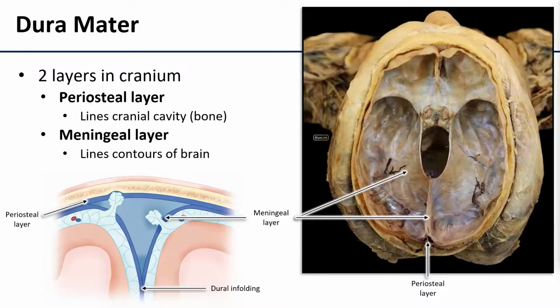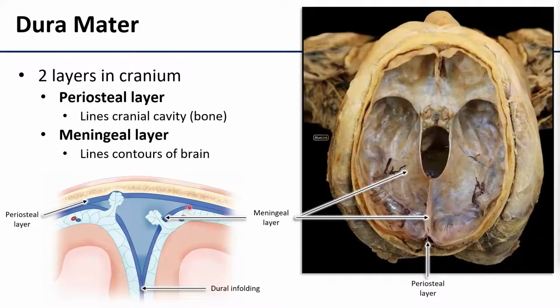Now, as our learning objectives implied, there are some subtle differences between the cranial and spinal dura. They are still contiguous with one another, like all the meninges. But the dura that surrounds the brain has two distinct layers, where the spinal dura just has one. In the cranium, the dura has a superficial periosteal layer that lines the bones of the cranial cavity. So if we're looking at the illustration here, here is our periosteal layer. It also has a deeper layer that lines the surface of the brain. This is called the meningeal layer.